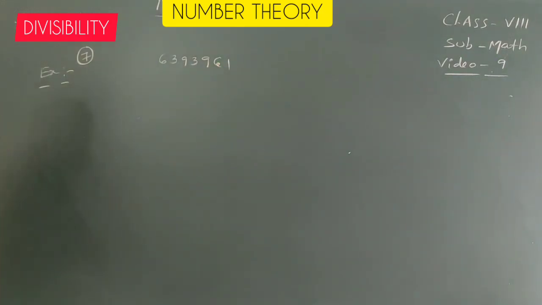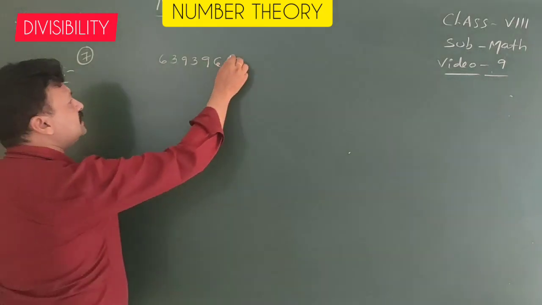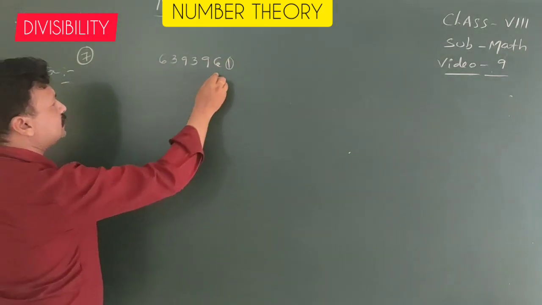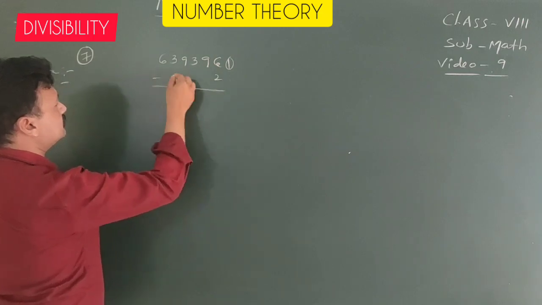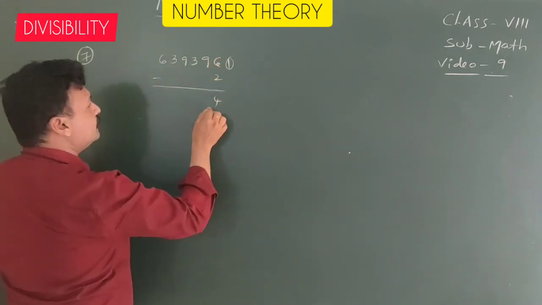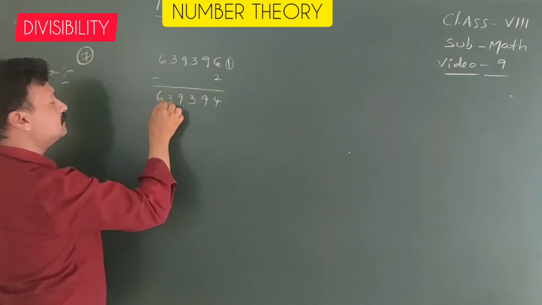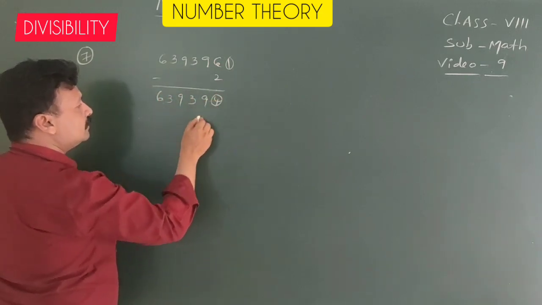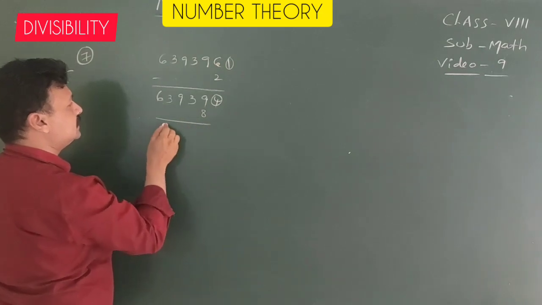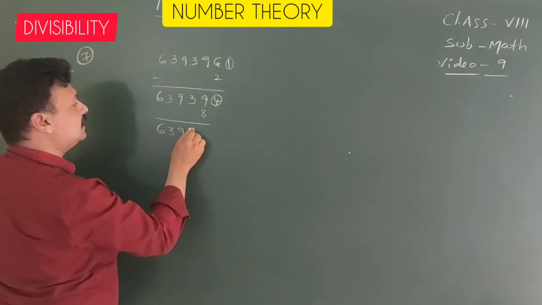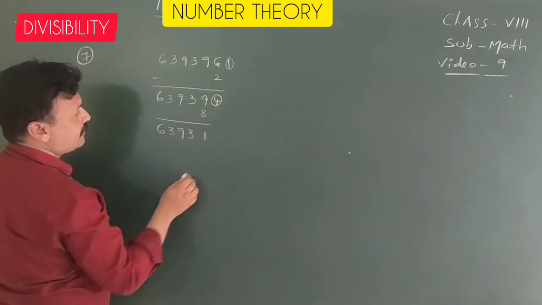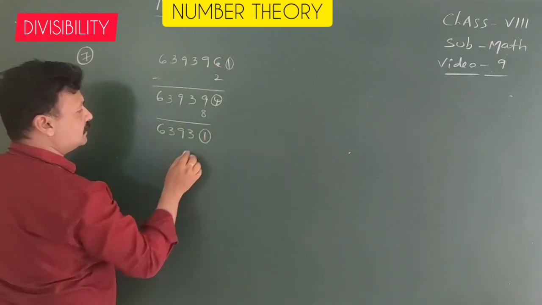6393961. Here the last digit is 1. Subtract 2 times it from the truncated number. So here 639396 minus 2 is 639394. Now twice of 4 is 8. 63931 minus 8 is 63923. Again twice of 3 is 6.